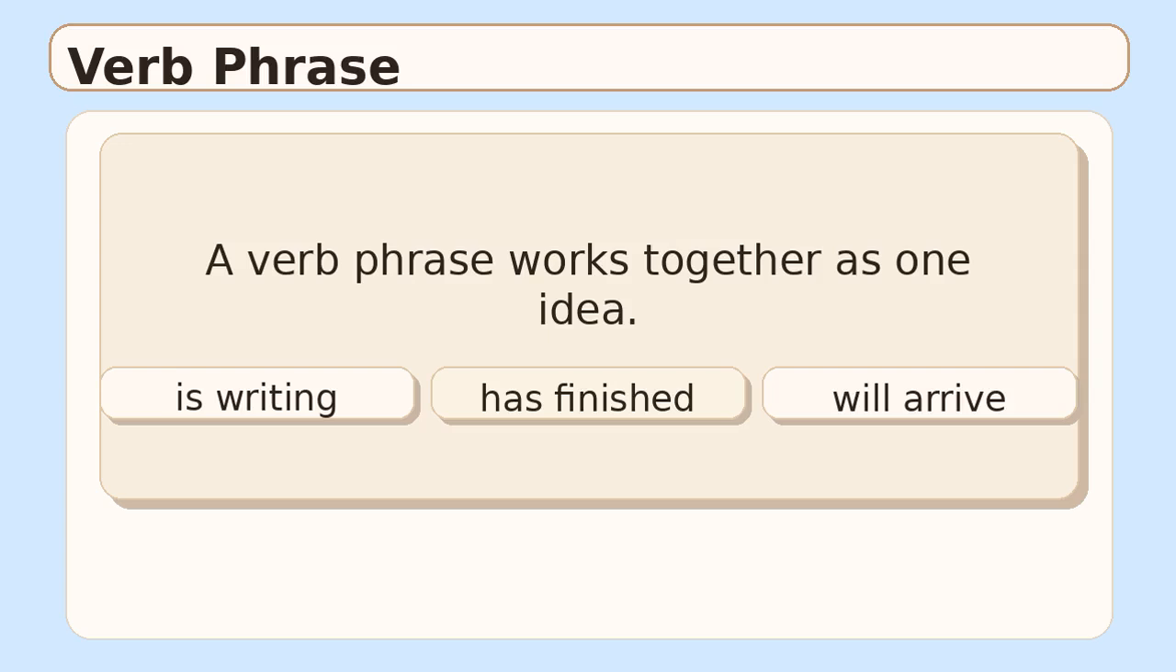A verb phrase is a group of words that works together as one verbal idea. For example, is writing is a verb phrase because is helps writing. Has finished is another verb phrase, where has supports finished. And will arrive is also a verb phrase because will helps arrive express future meaning. So when two or more words join to act like one verb unit, we call that a verb phrase.